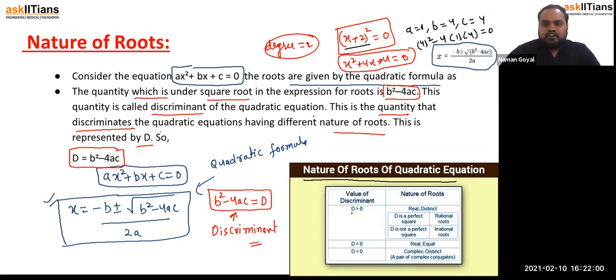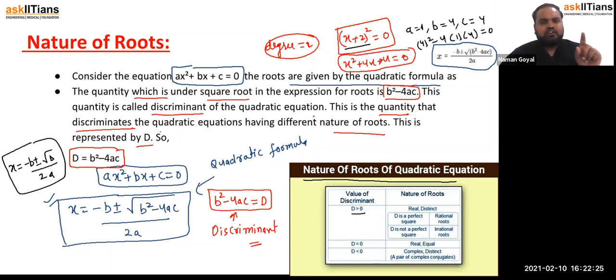Okay. So if D is positive, I can write this as x equals minus b plus minus root D upon 2a, right? So if D is positive, we get two real roots. One is minus b plus root D, and one is minus b minus root D. Means we can take one root with plus sign and one root with minus sign. So we can say that if D is greater than 0, the roots are real and distinct.